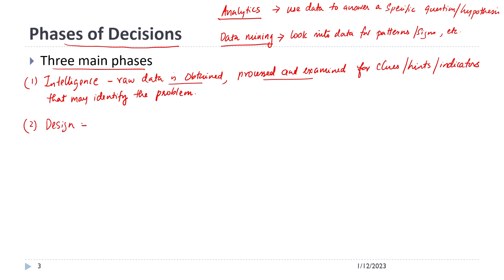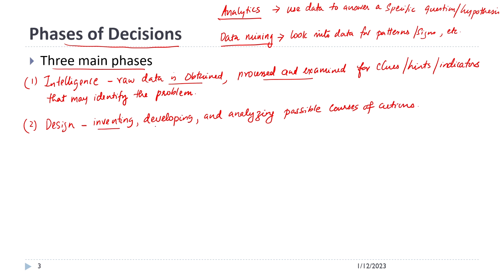That is inventing, developing and analyzing possible courses of action. You develop your own approach, invent your own approach, or you may analyze data and come up with a new potpourri of approaches. So, that is the second phase, design.